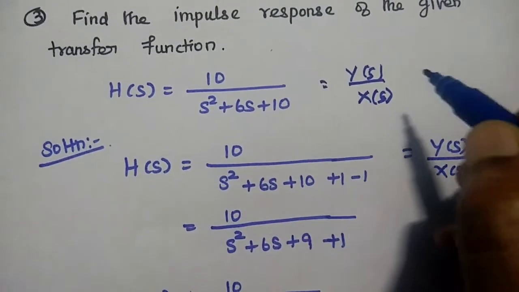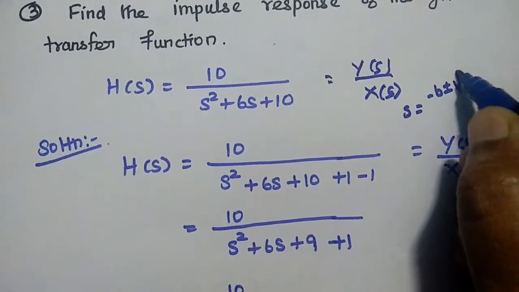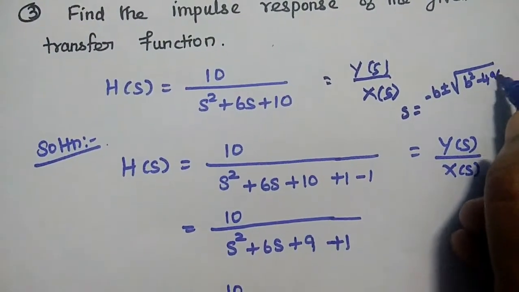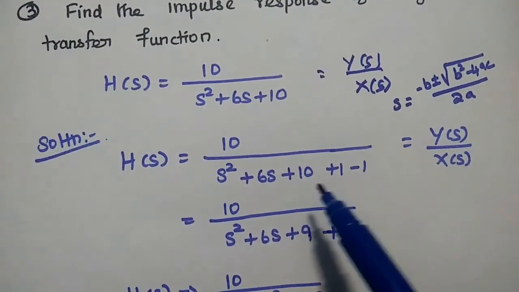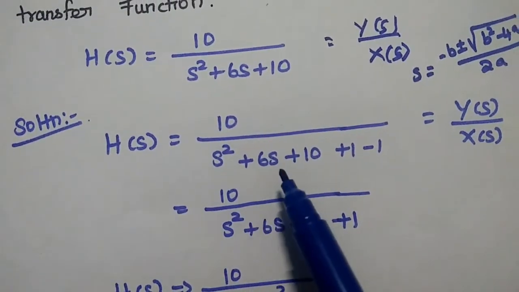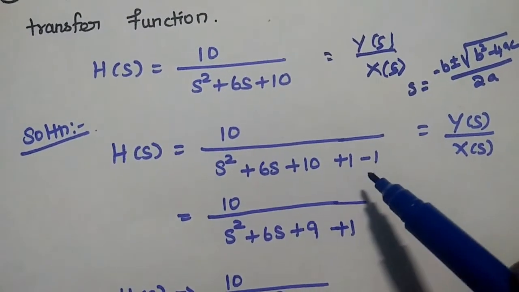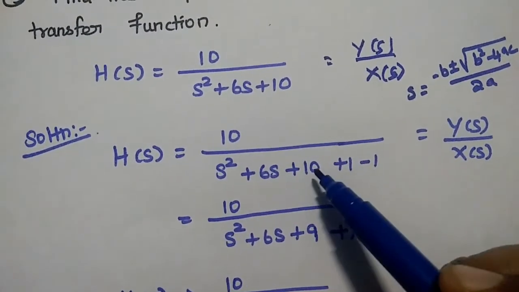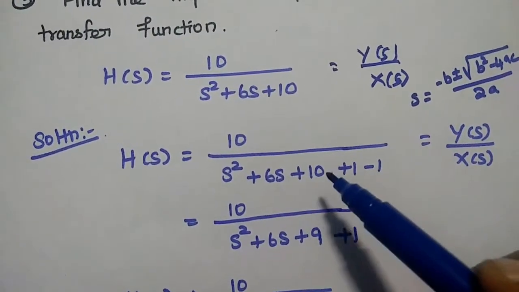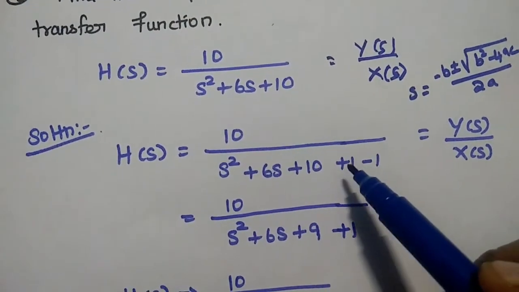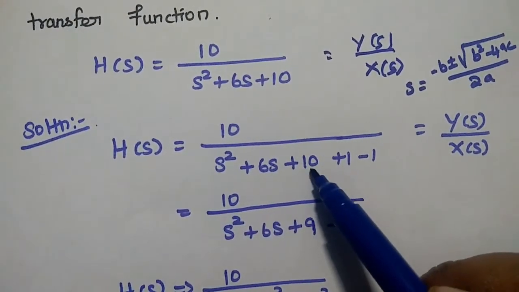For taking the roots, we can use the formula s is equal to minus b plus or minus square root of b squared minus 4ac divided by 2a. We can do it like this, but instead we can use another technique. Here it is s squared plus 6s plus 10, correct? We can add 1 and subtract 1. If it is 9 instead of 10, we can simply take the roots. So for that, we add 1 and subtract 1 in the denominator.